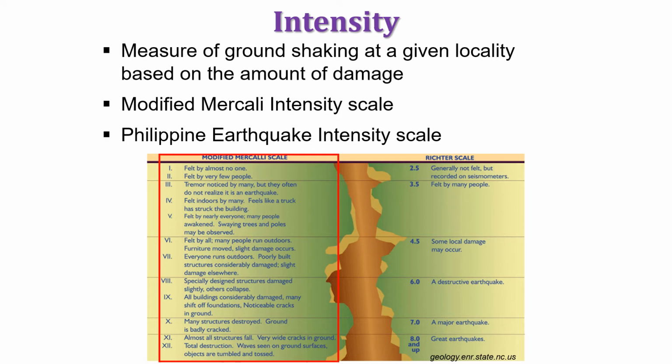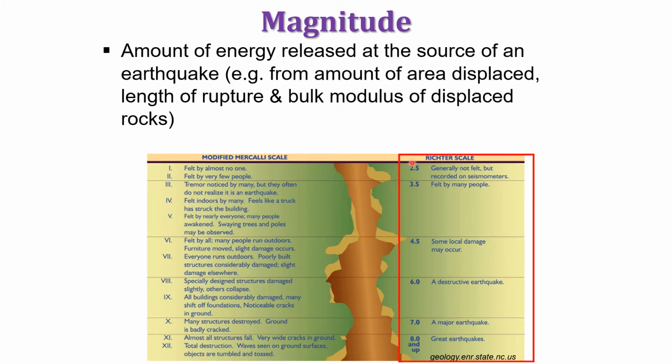Okay. So, the other type or another way to measure the energy of earthquakes is via magnitude. So if we are measuring the amount of destruction in intensity, sa magnitude naman, what we are measuring is the amount of energy that is released at the source of an earthquake. So gaano karaming energy yung na-release doon sa earthquake area mo. So, how do we get the amount of energy? Mainly from the amount of area that is displaced, the length of rupture, or the bulk modulus.